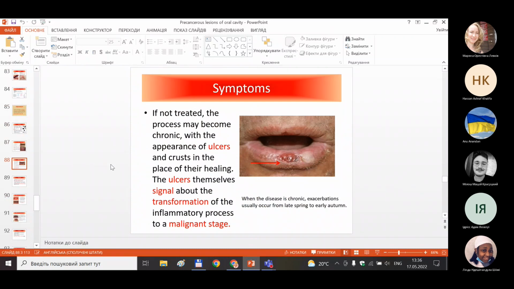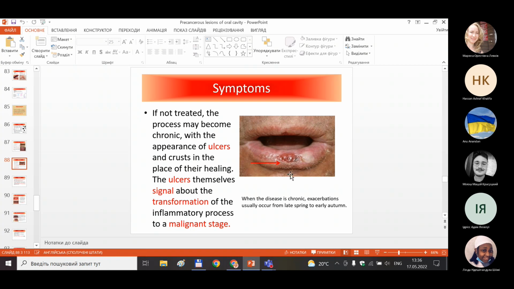Okay, meteorological cheilitis. We continue with this disease. So if not treated, the process may become chronic with the appearance of ulcers and crusts in the place of their healing. The ulcers themselves signal the transformation of the inflammatory process and malignization.